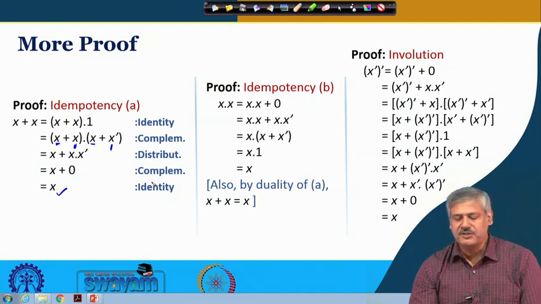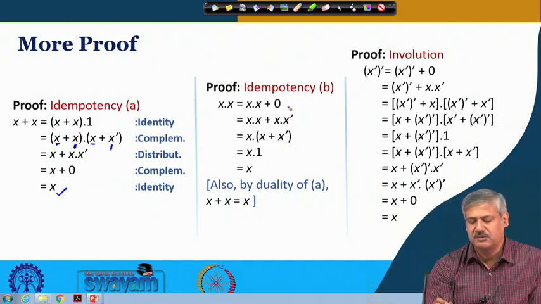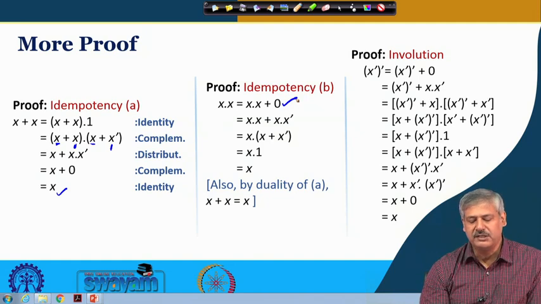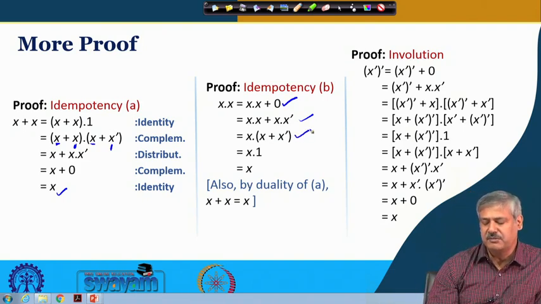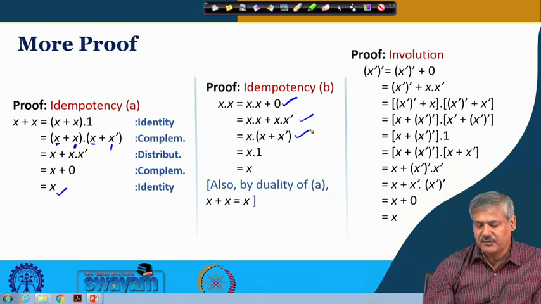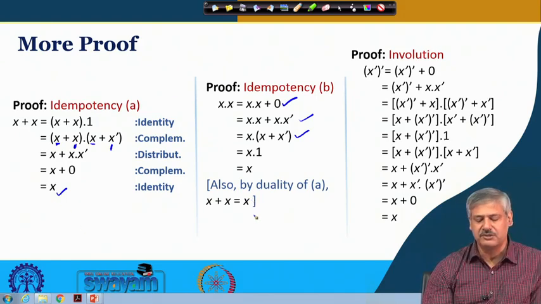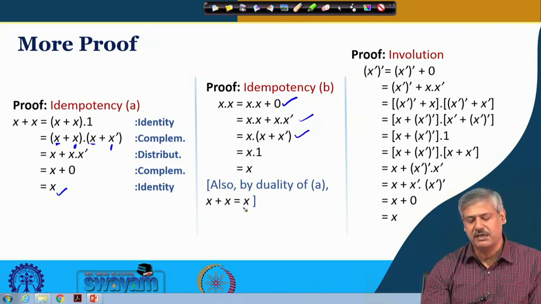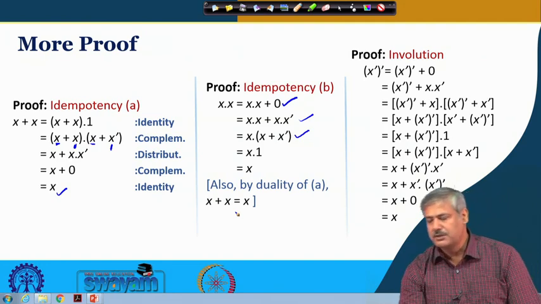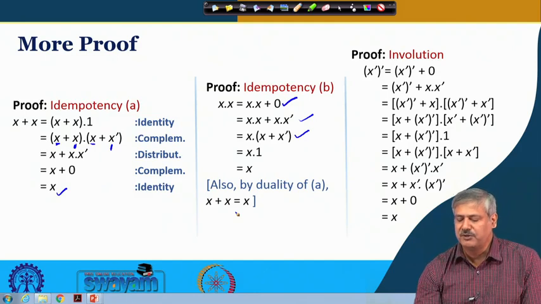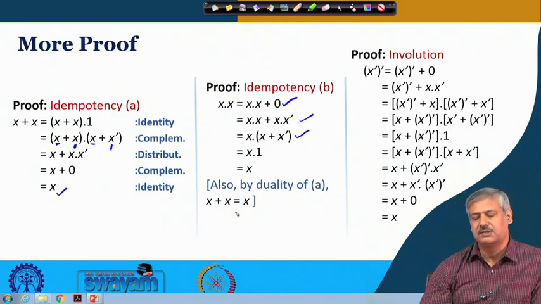Okay. Similarly, idempotency B also you can arrive at starting with using the identity element, okay, then the complementarity, okay, then distributive, the other version of the distributive one, and the complementarity, and then finally the identity element, you can get the final proof of this, and you can also get it from duality also. Okay, that and is replaced with or, there is no identity element, so it remains same, x and x is x.